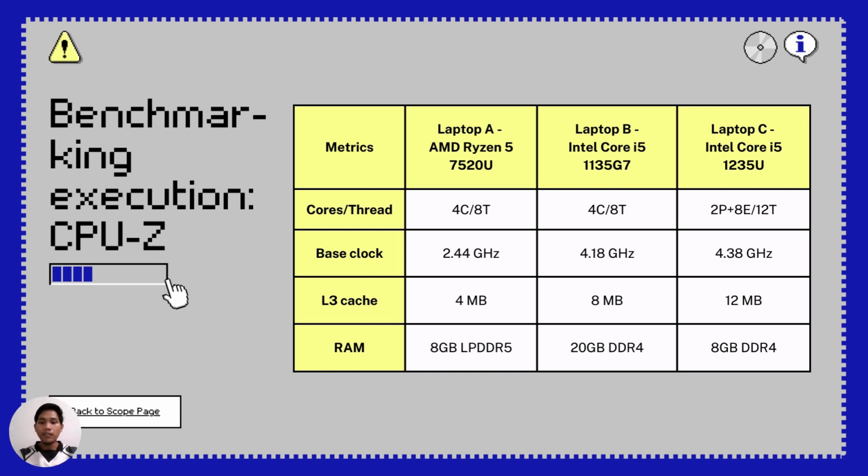And for the base clock, as you can see here, laptop C has the highest base clock, and L3 cache, laptop C also has the highest. And for the RAM, as you can see here also, 20 gig RAM is for laptop B, and it is the highest RAM for the laptops.